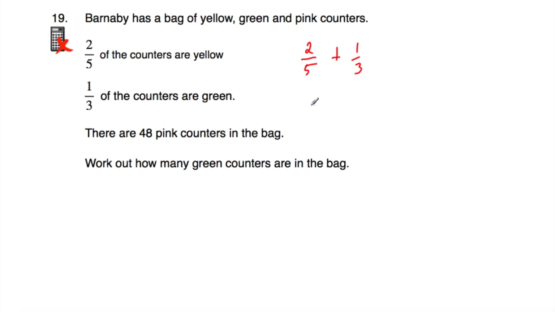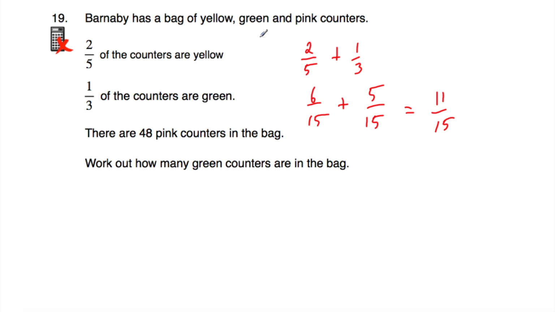So 2/5 plus a third, well, we need a common denominator. If we've got 5 and 3, a good number to choose would be 15. It's a common multiple of 5 and 3. To get from 5 to 15, we times by 3, so let's multiply the numerator by 3. That's going to be 6, so 2/5 is equivalent to 6/15. And to get from 3 to 15, we times by 5, so let's multiply the numerator by 5. So a third is the same as 5/15. And 6/15 plus 5/15 would be equal to 11/15. So that means that 11/15 of the counters in the bag are yellow and green.